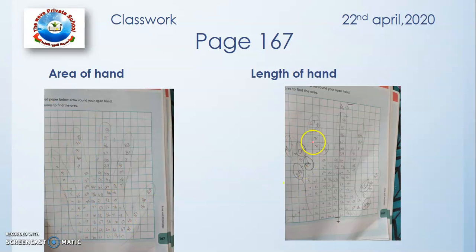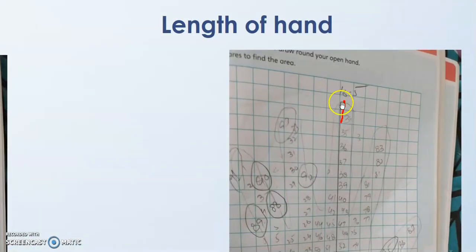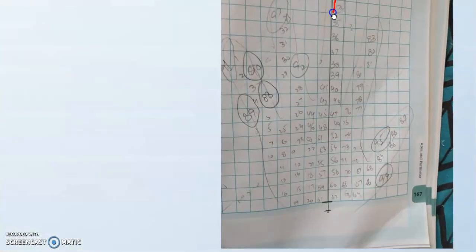After counting the area, we need to find the length of the hand. For finding the length of the hand, we know that this finger is the biggest one in our hand. So we will take the ruler and we will put it at the center of that finger, here. From here till the end of your hand, not the arm, at the end of your hand. You need to check how much it is. So for me it is 16.5 or something. Okay, 16.5.